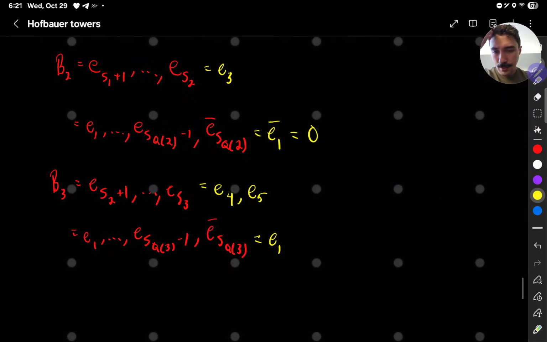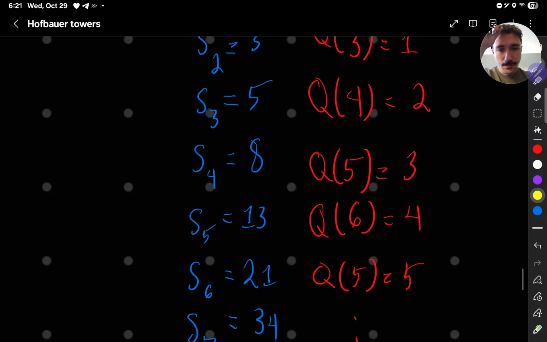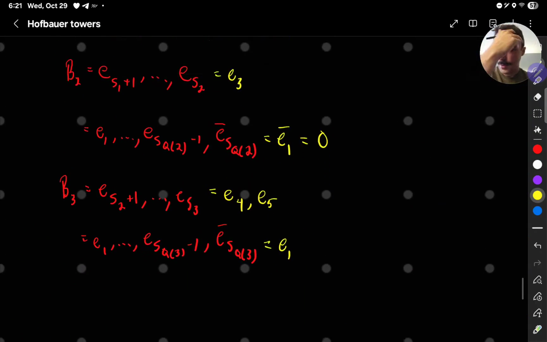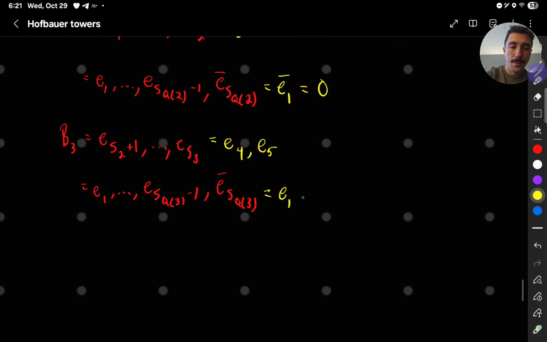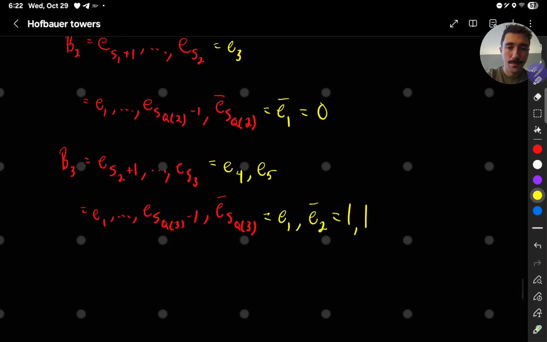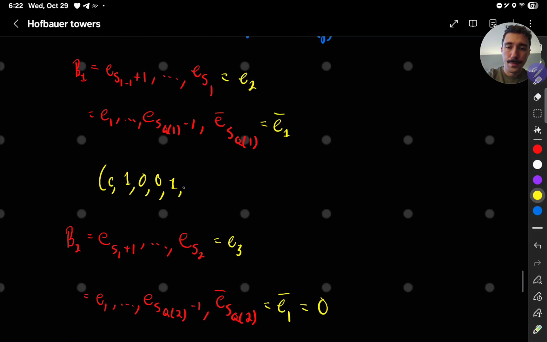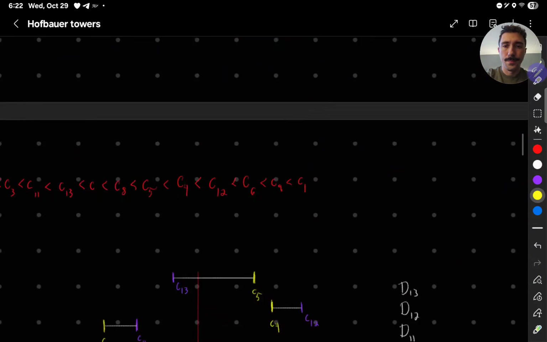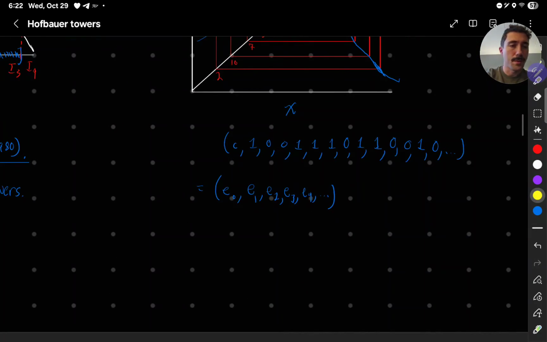Have I got something wrong here? No, Q3 is 1 and S1 is 2, so that's what we need. So E1 and then pivot E2, because that's where we stop. So we started with 1, 0 in the kneading sequence, so we should have 1, 1 next. Let's go back up and check. 1, 0, 0, 1, 1. So that's right.